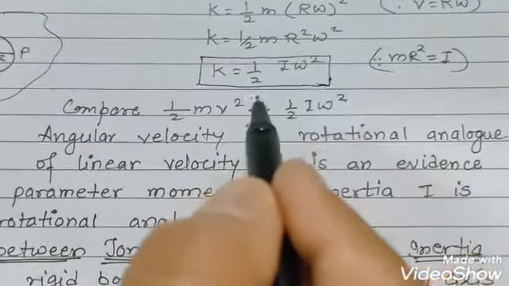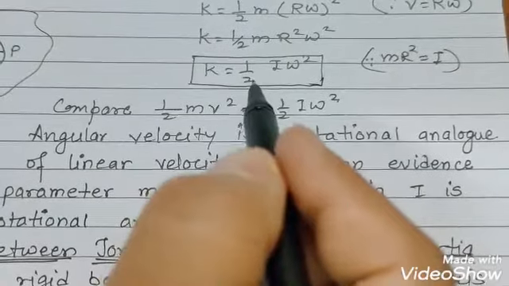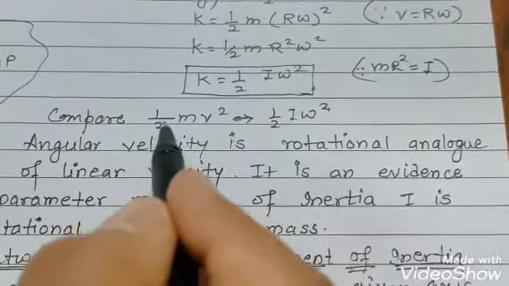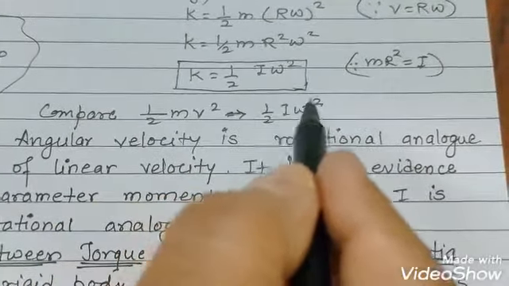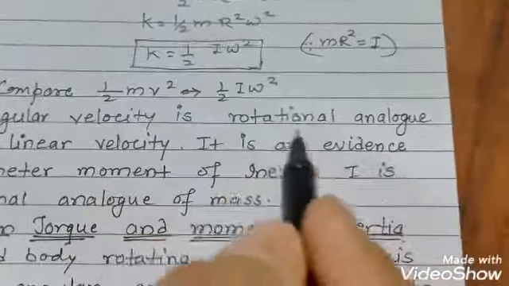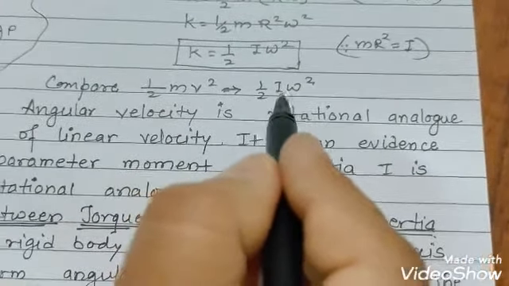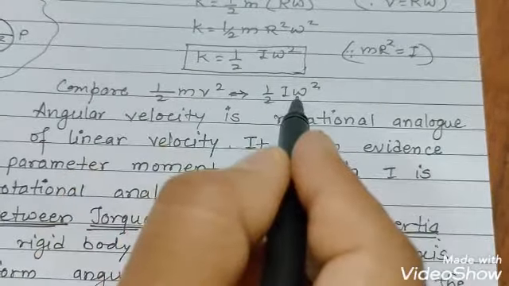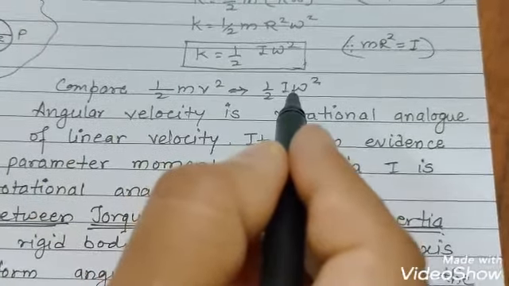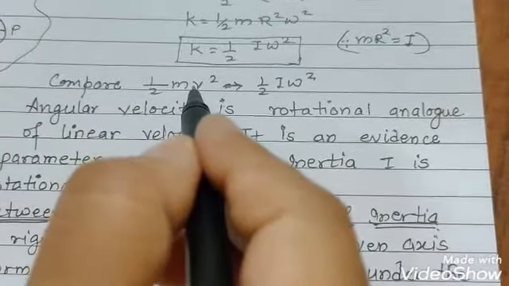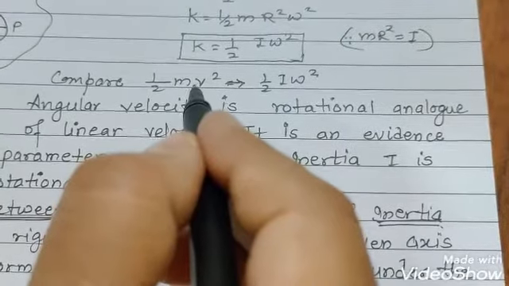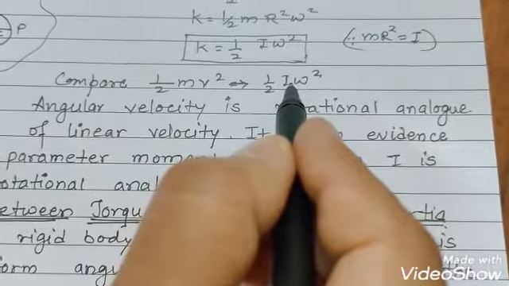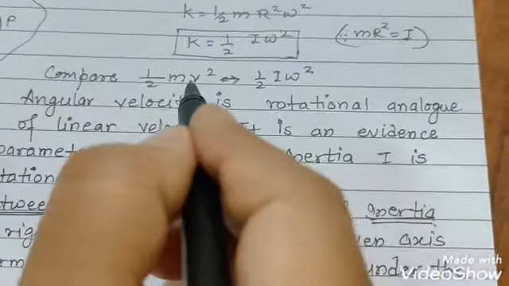Now if you compare this formula with the formula of the kinetic energy, half mv square and half I omega square, you will find that the angular velocity, that means this omega, is the rotational analog of linear velocity. Whatever work takes place due to v in the linear motion or translatory motion, here omega is considered the rotational analog of linear velocity.